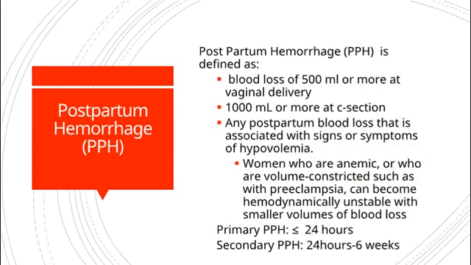However, women entering labor with anemia or who are volume constricted, such as can occur with preeclampsia, can become hemodynamically unstable with smaller volumes of blood loss. Primary PPH occurs within 24 hours postpartum and is most often due to uterine atony, which means that the muscle of the uterus has not contracted well. Secondary PPH happens up to 6 weeks later and is most often due to infection or retained placenta or both.